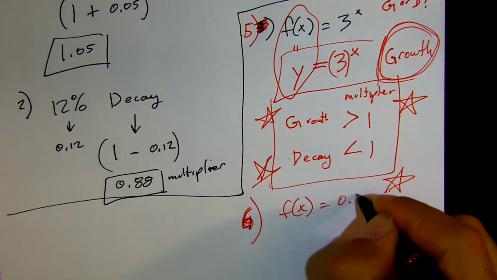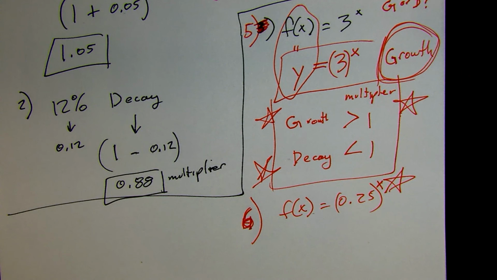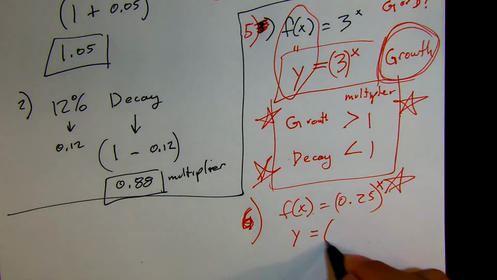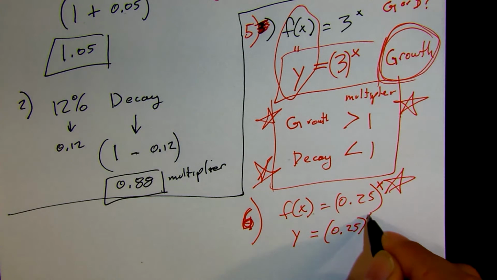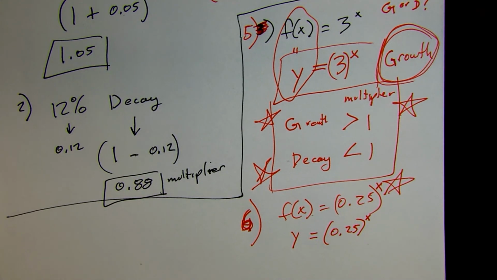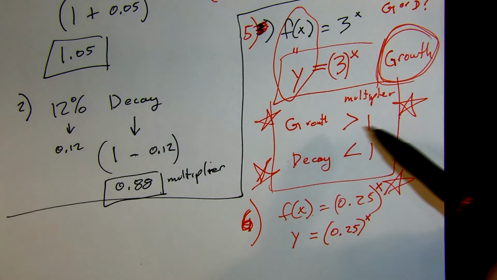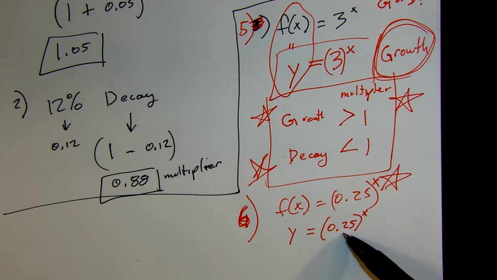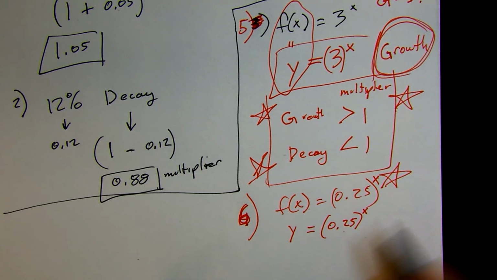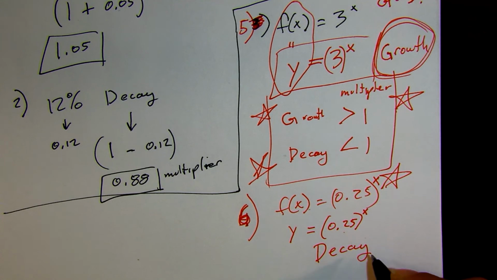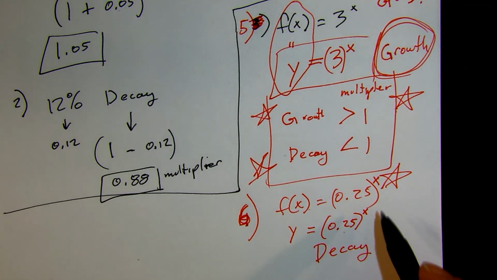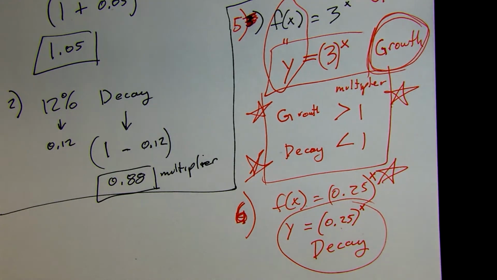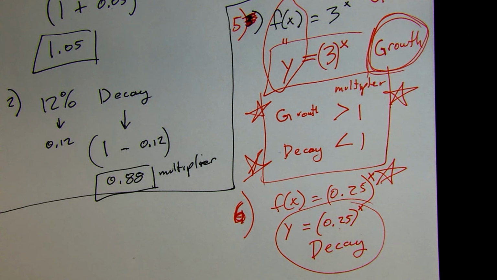All right, so for number 6, we have this situation. We have f of x is equal to 0.25 raised to the x. So I can just rewrite that in regular 2-variable notation here. y is equal to that base raised to the x, right? So then you want to look at that and ask, well, growth would be if it's greater than 1. Decay is less than 1. So what is this going to be? Pretty straightforward. Is it greater than 1 or less than 1? No. Yeah, so it's decay. Right? Good? Yeah? Okay. All right. That's good. Okay.